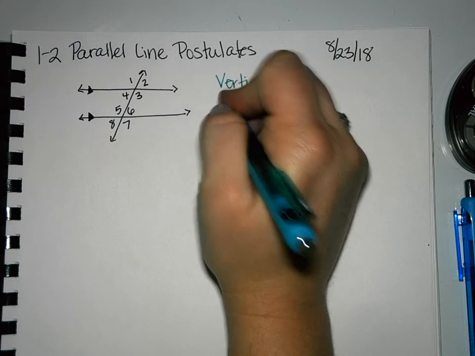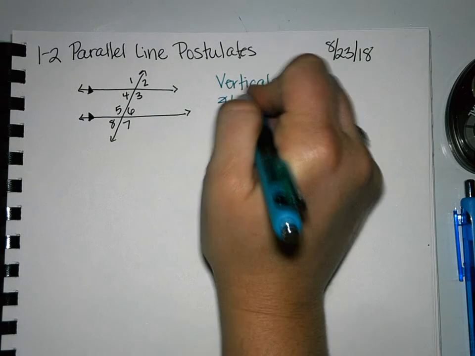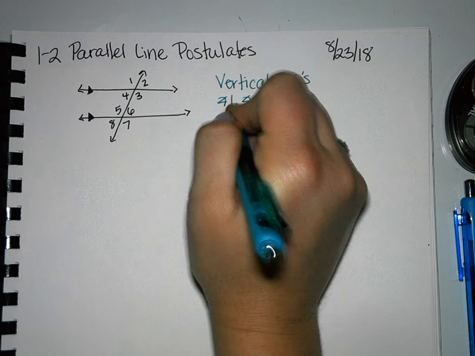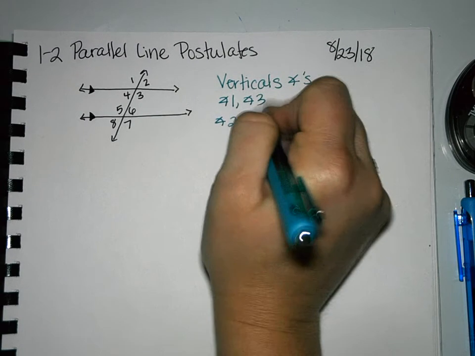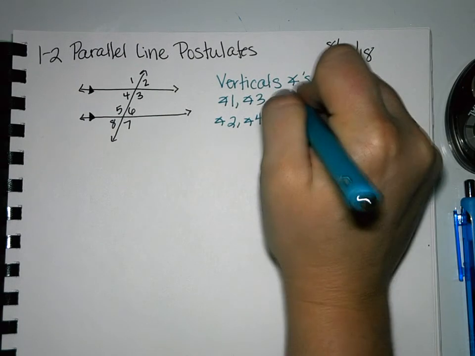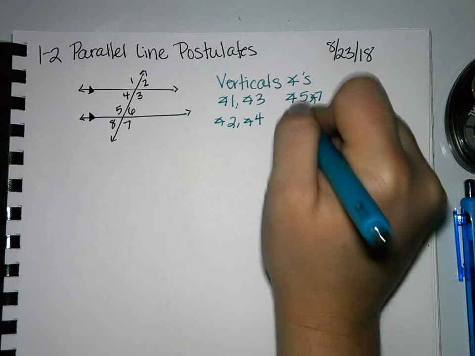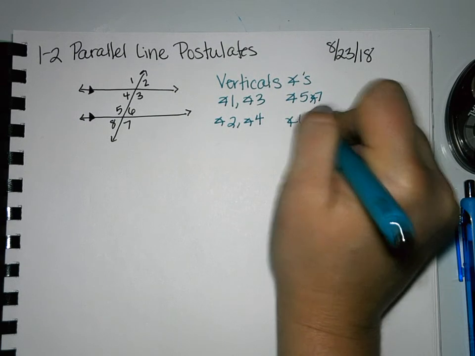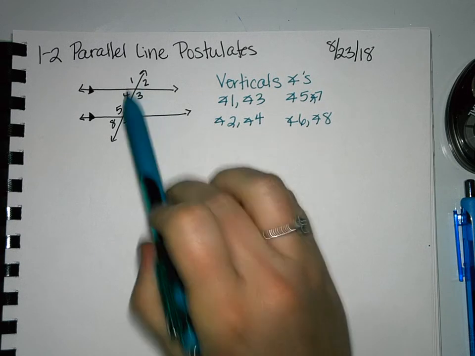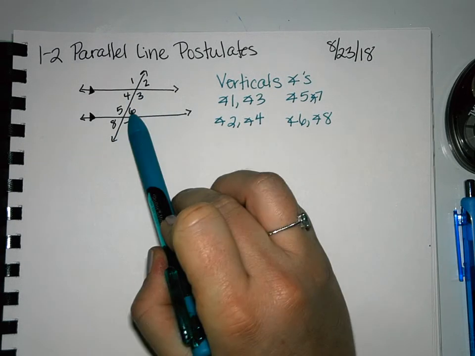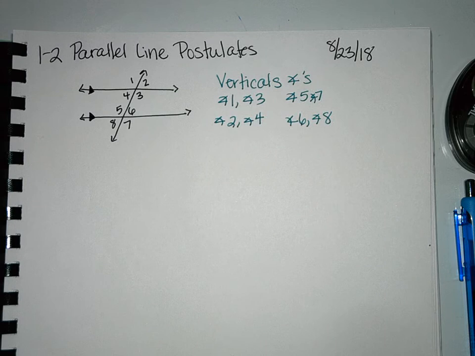Okay, so 1 and 3. 2 and 4. 5 and 7. 6 and 8. Okay, so those are all the angles that are across from each other from two parallel lines.